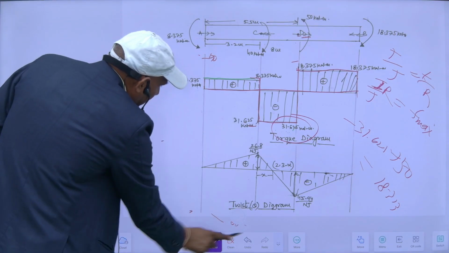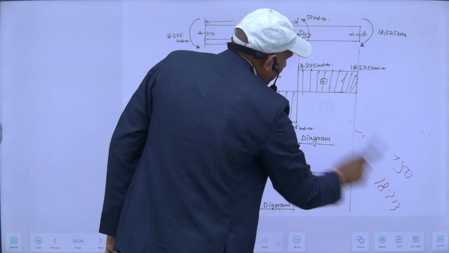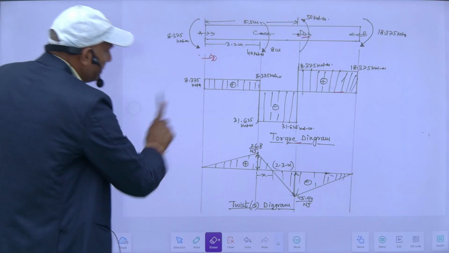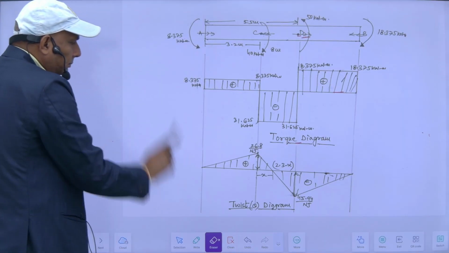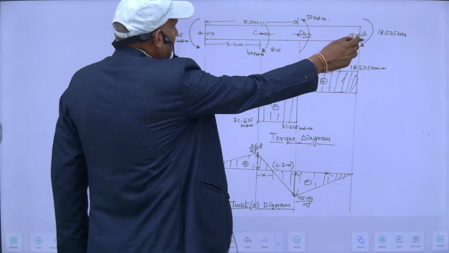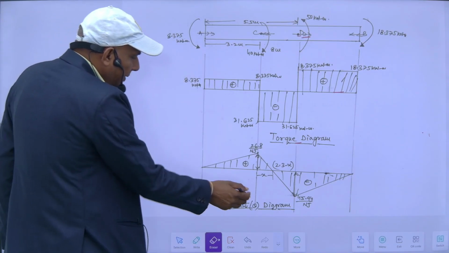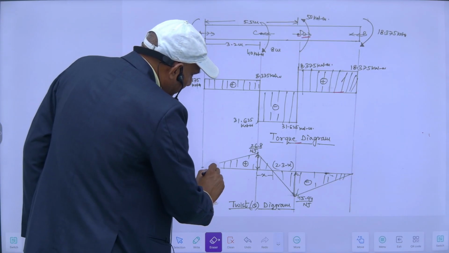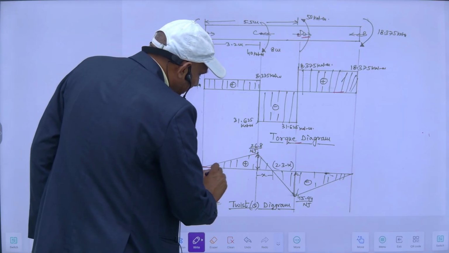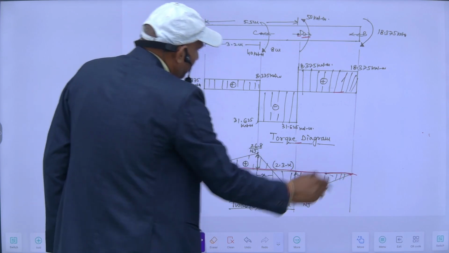For drawing the theta diagram, twist diagram, I have to find the theta of the respective portion. As both the ends are fixed, theta of B and theta of A are equal to 0. So this is my theta diagram, twist diagram. First of all, you draw it. This is my baseline, so it is 0 here and 0 here also.